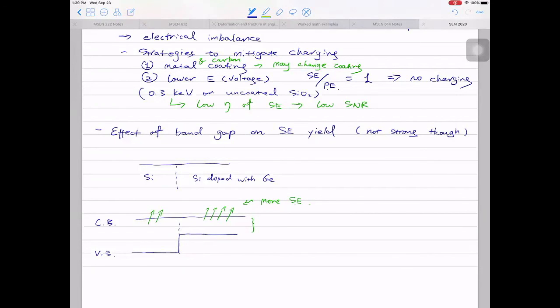Excuse me, what is VB? Valence band. Sorry, let me write them out for you. So this is valence band, and CB is conduction band. If you have very similar materials, one with a large band gap and another with a small band gap, then the one with the smaller band gap will be willing to give out more electrons because the electrons are more loosely bonded.